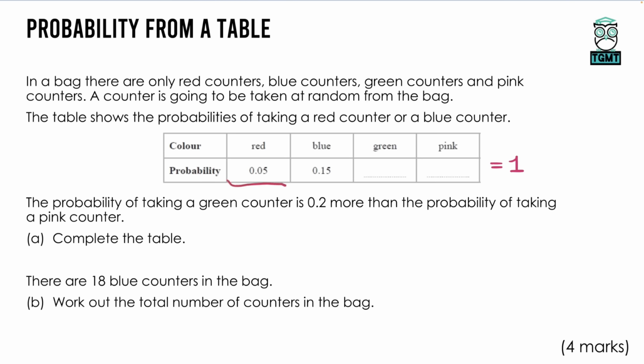Now if we add up what we have at the moment, we have 0.15 and 0.05, which is 0.2 in total.